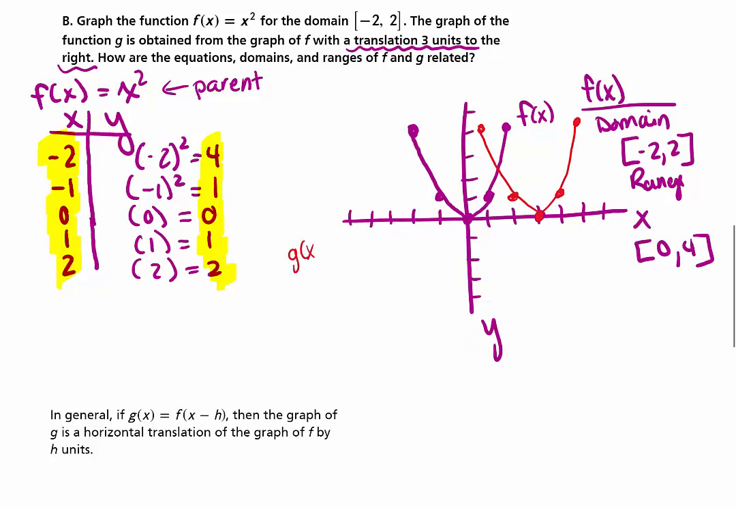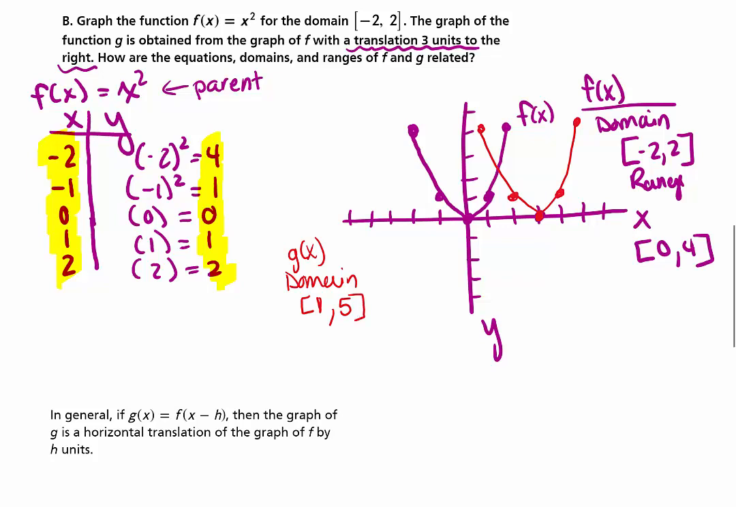For g of x, so the domain, notice because we shifted this to the right, well, right and left have to do with our x values, and our x values have to do with domain. So notice that our domain has changed this time. Our lowest value is 1, and our highest value is, let's see, 1, 2, 3, 4, 5.